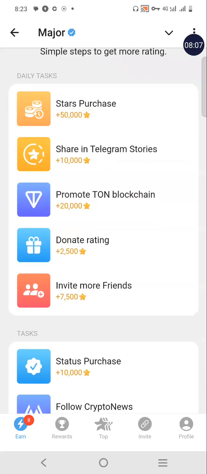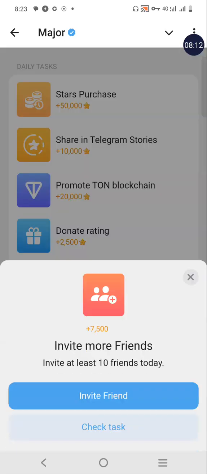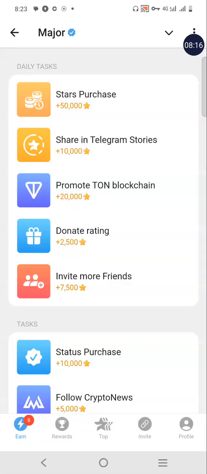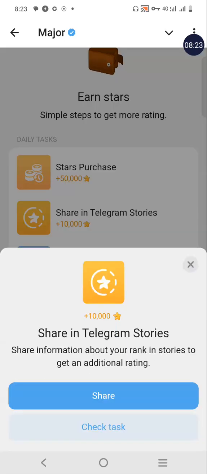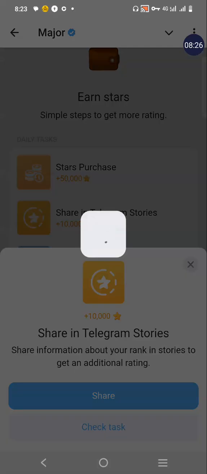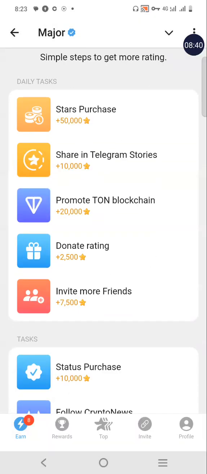Like, okay, the invite friends task carries 7,500 points, where you invite 10 friends and you get the points. Then there are other tasks like share in Telegram story, which carries 10,000 points, if you share this on your Telegram wall. So you come back, you check on the task, and automatically the 10,000 points will be given to you. Then there are other tasks as well that I will just lead us through.